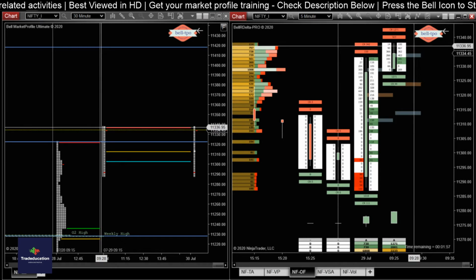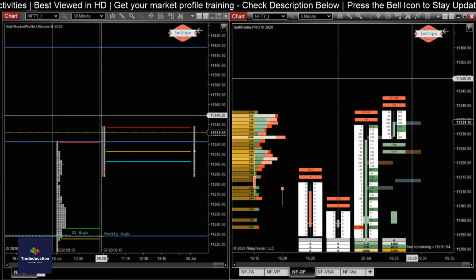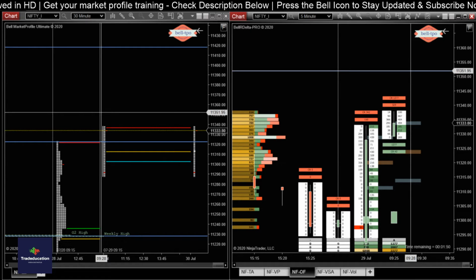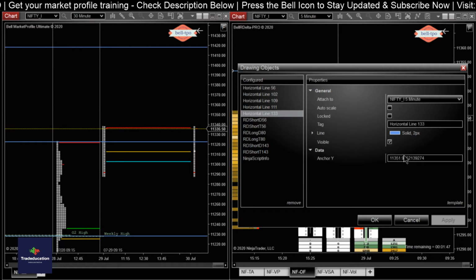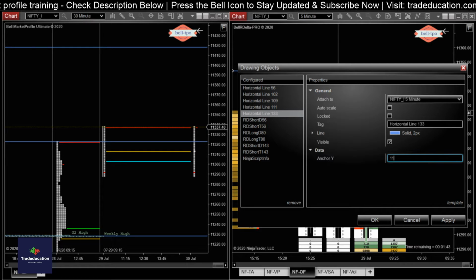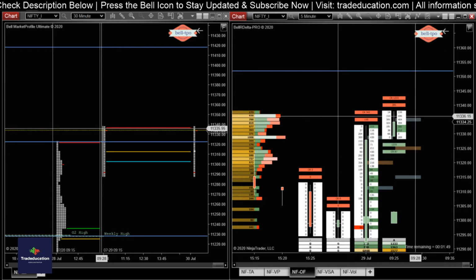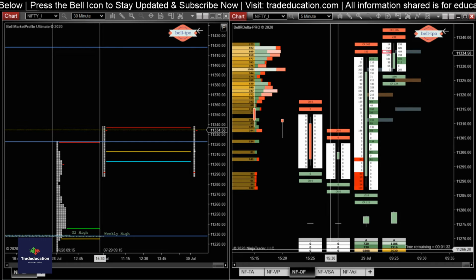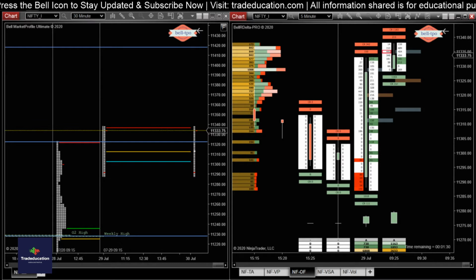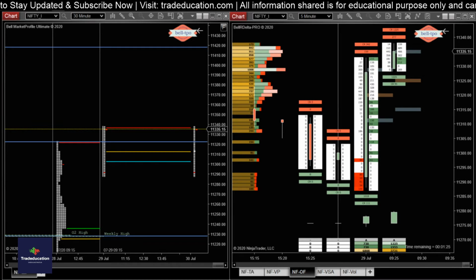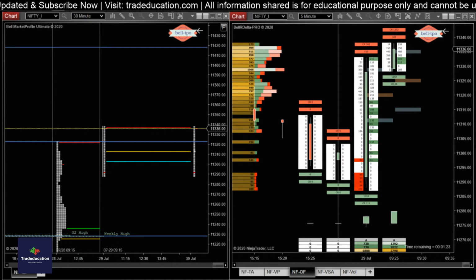So 11,352. So I'm just marking that zone. Okay. So that is going to be a resistance zone. So for the moment, buyers are the ones who are looking strong. Let it go. Don't take any trades right now. Wait for the trade to come to you.